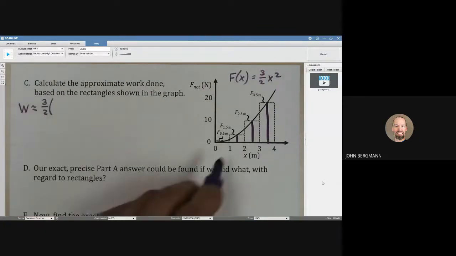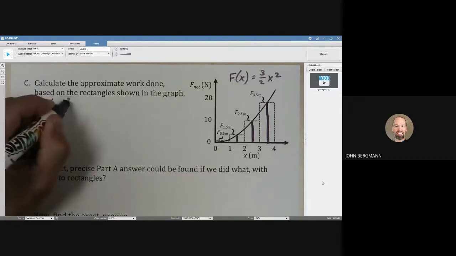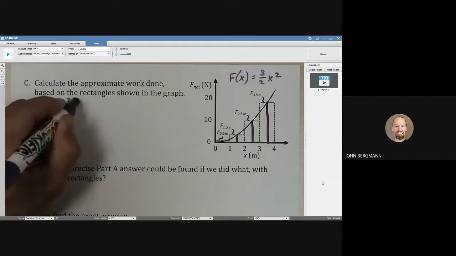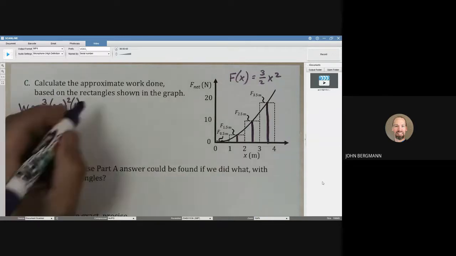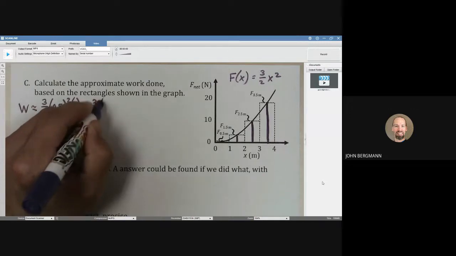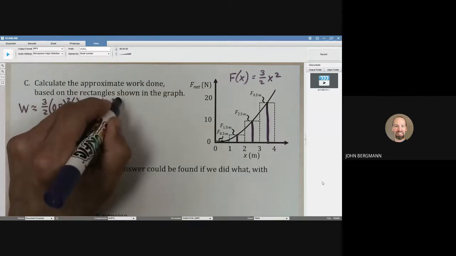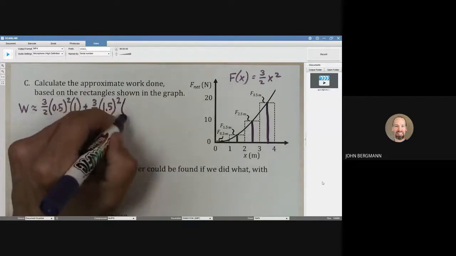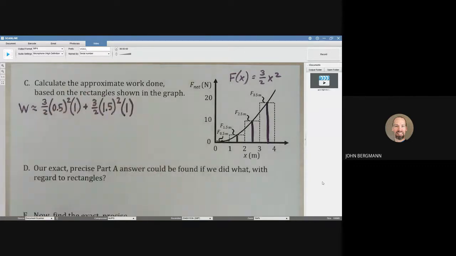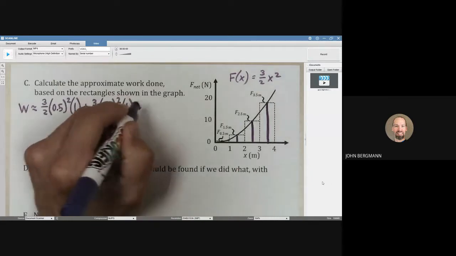3/2, and then the x value is going to be 0.5. We're going to square that, and then we're going to multiply by the width, which is 1. That's the first rectangle. Now let's do the second rectangle. 3/2 times the x value of 1.5. We need to square that because that's what the function says, and then multiply by the width, which is 1 meter. Let's keep going for these last two rectangles.